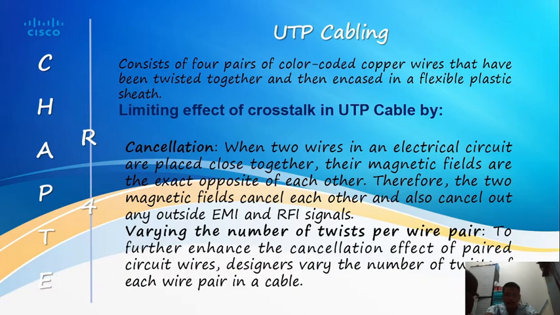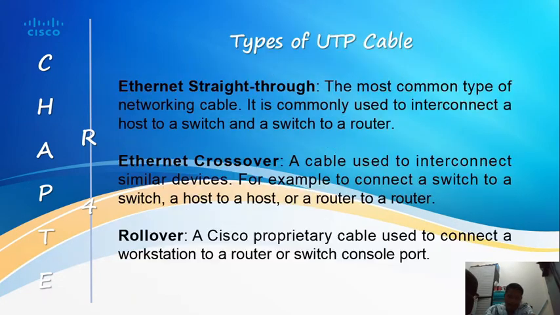Cancellation is when two wires in an electrical circuit are placed close together, so their magnetic fields are the exact opposite of each other. Therefore, the two magnetic fields cancel each other and also cancel out outside EMI and RFI signals. Varying the number of twists per wire pair further enhances the cancellation effect of paired circuit wires. Designers vary the number of twists in each wire pair in a cable.